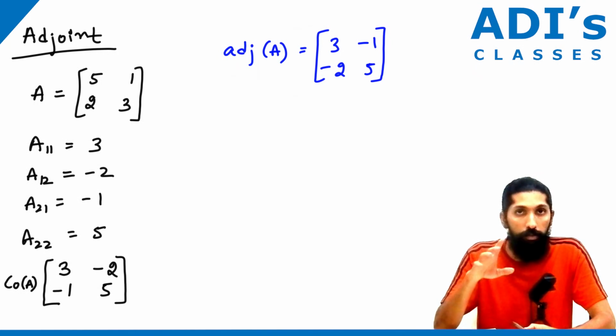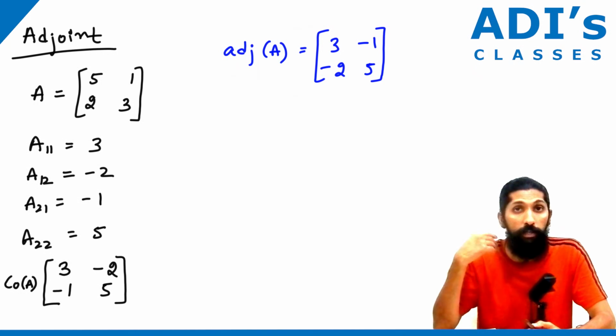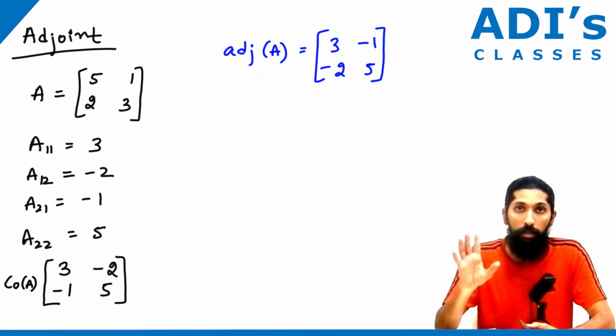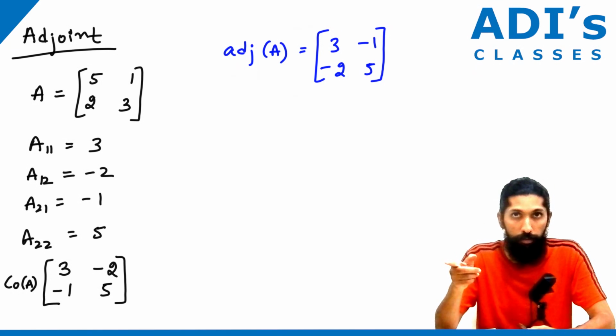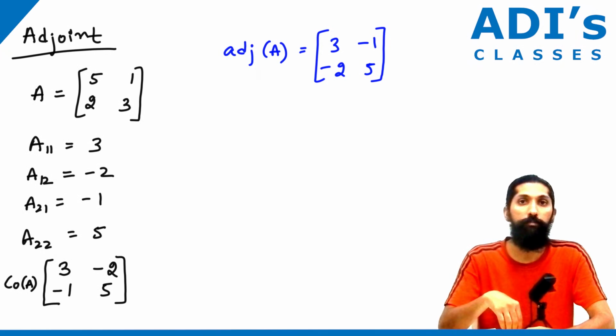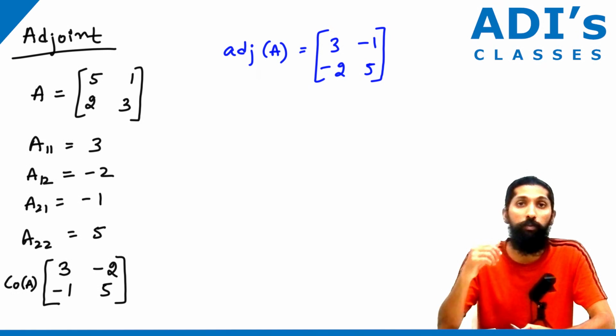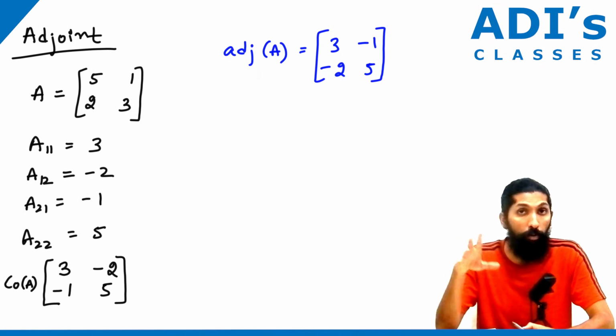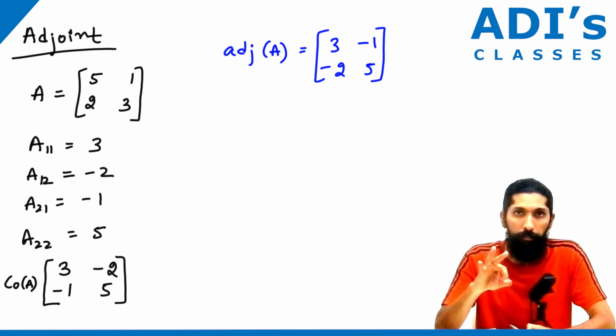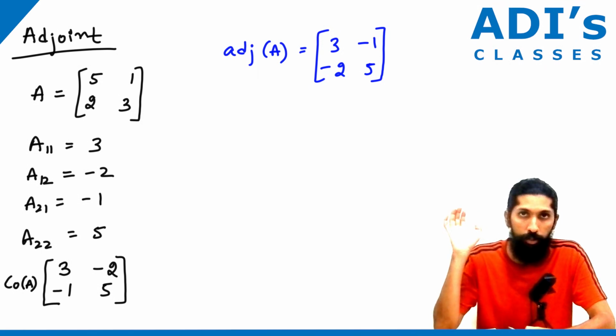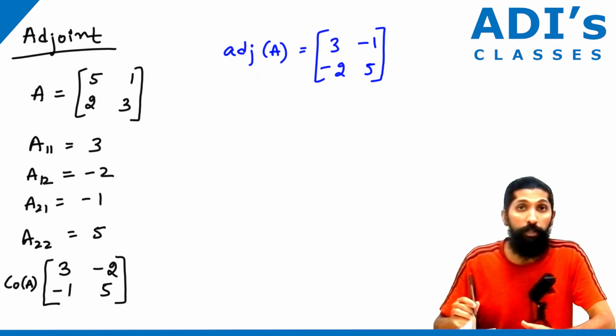So, clear? Understand how to calculate the adjoint of a matrix: cofactor, transpose. Fair enough? Now since we have understood what an adjoint is, there are certain properties of adjoint of a matrix. Around 3-4 properties are there; very easily we can finish it. Let's start with property 1.